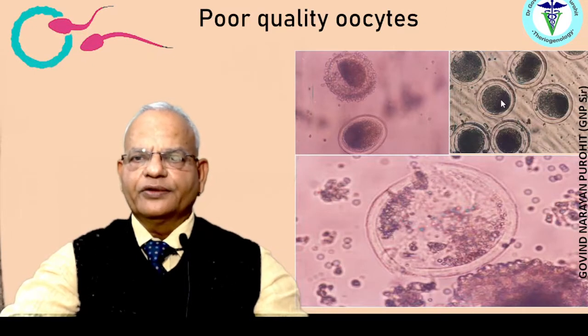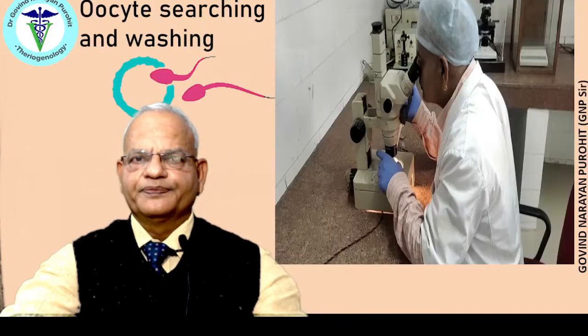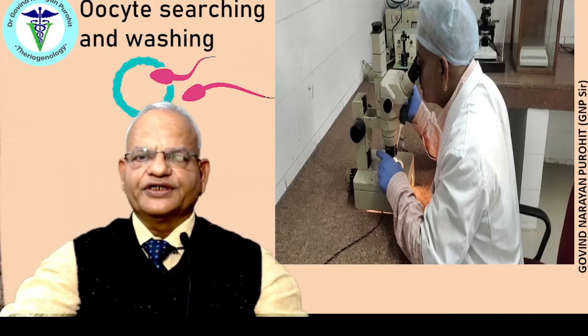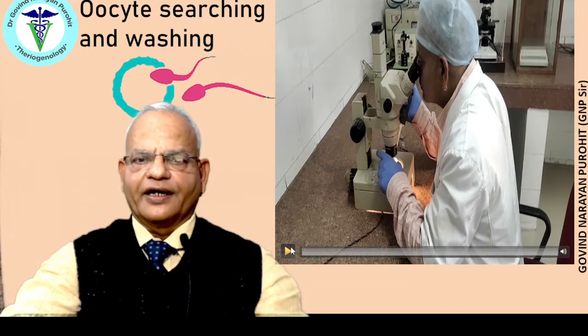Then poor quality oocytes, you can find most of them do not have a zona pellucida, they are denuded, or maybe they are distorted in shape, or maybe they are having uneven granulations in the cytoplasm or breakage of the zona pellucida. So these types of oocytes are not to be used for in vitro maturation and further in vitro fertilization, right? Then oocyte searching and washing is done under a microscope.